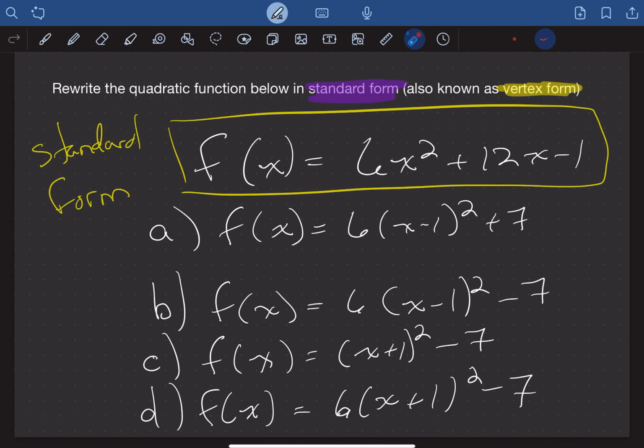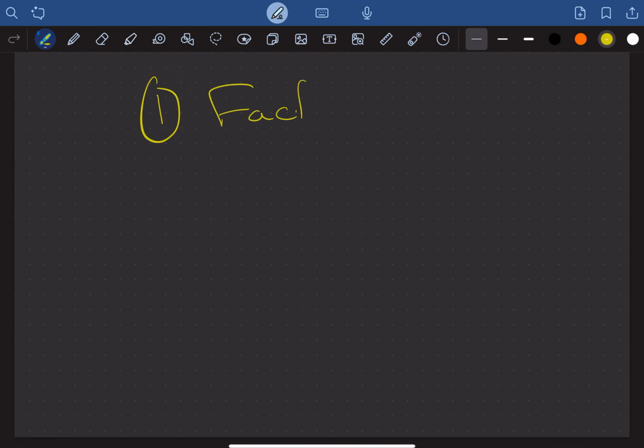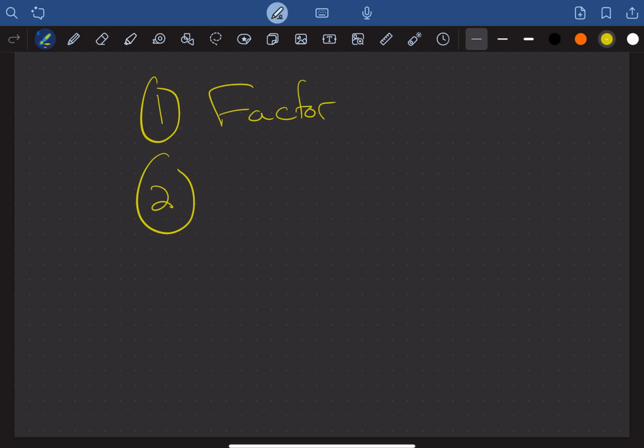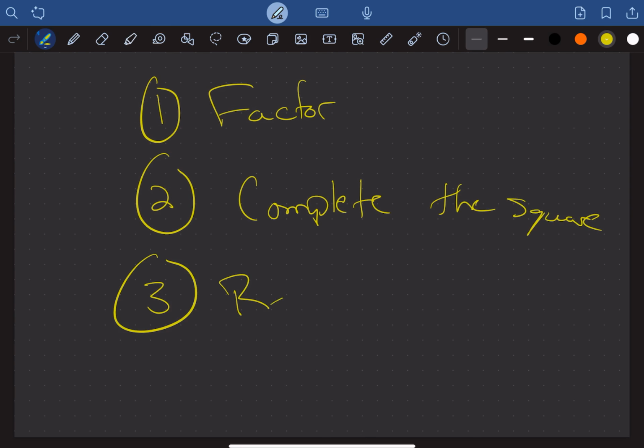Now, as we go through here, we want to think a little bit about what a perfect square is, right? Because part of the procedure in order to solve this original problem is that we have to complete a perfect square. First, what we have to do here is factor. Then we complete the square, and we're really completing the perfect square. And third, we're going to separate these, complete the square, and then rewrite as a perfect square.